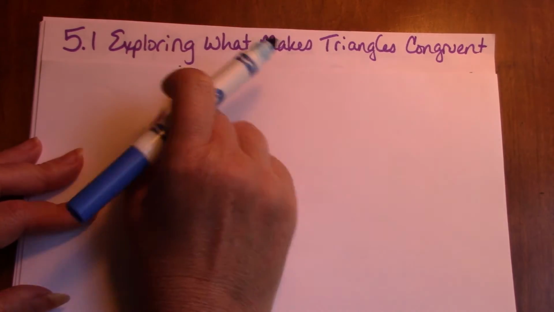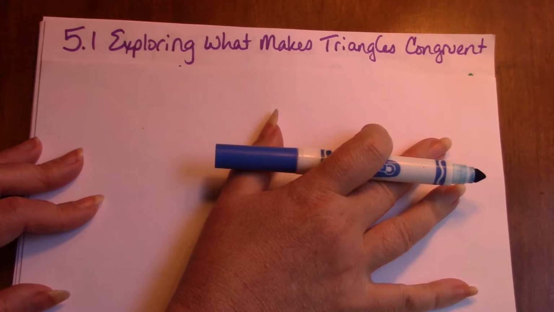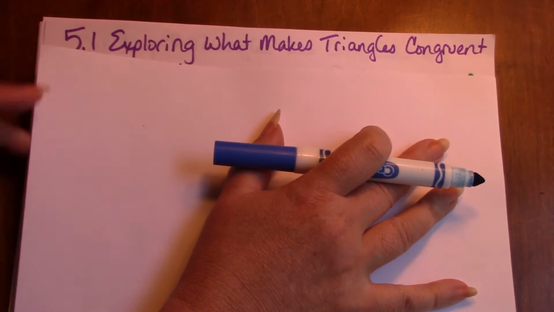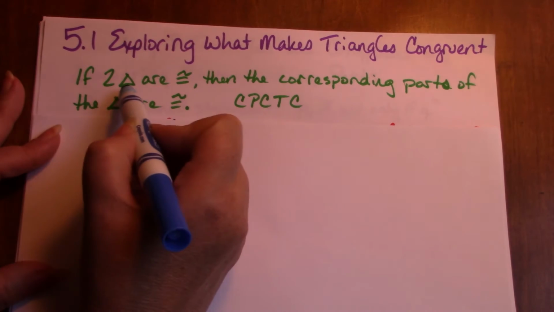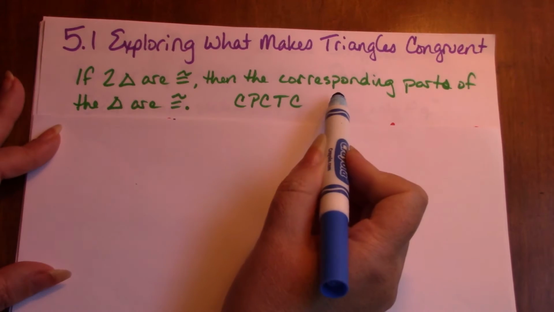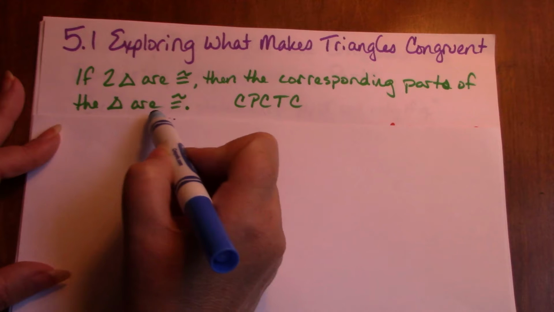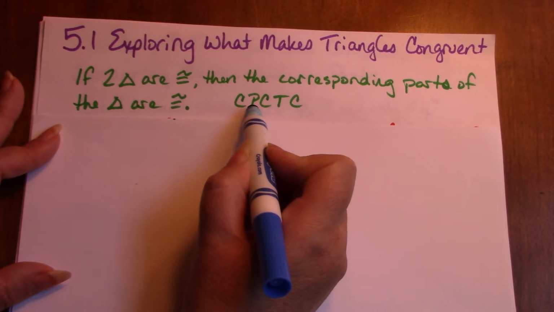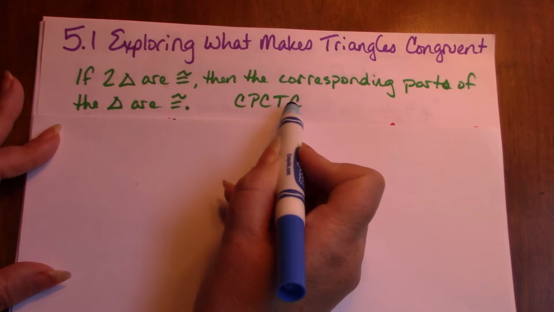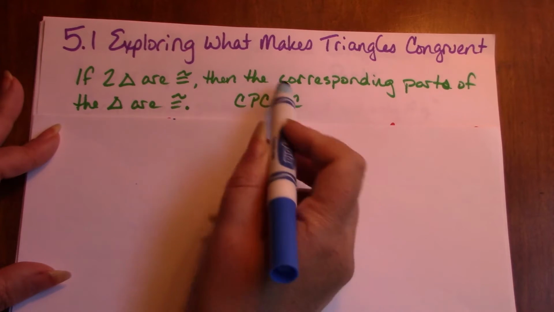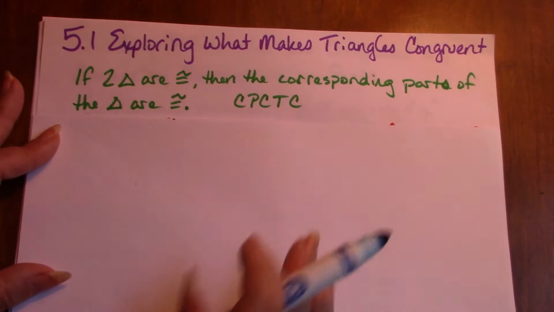Hello and welcome to Chapter 5, Section 1, where today we're going to talk about exploring what makes triangles congruent. If two triangles are congruent, then the corresponding parts of the triangles are congruent. Corresponding parts of congruent triangles are congruent. So we shorten this to CPCTC.